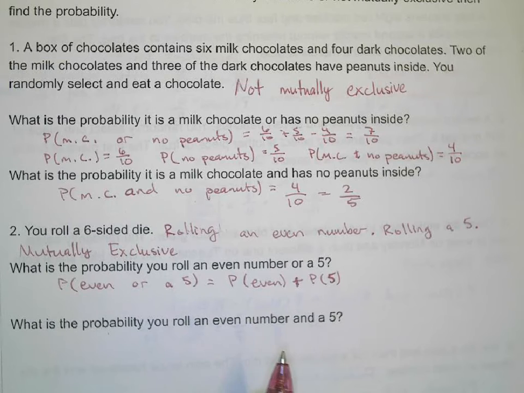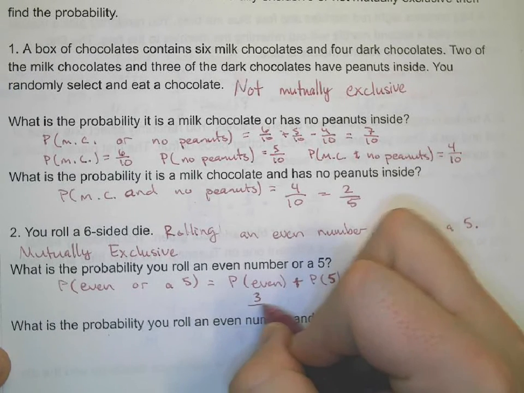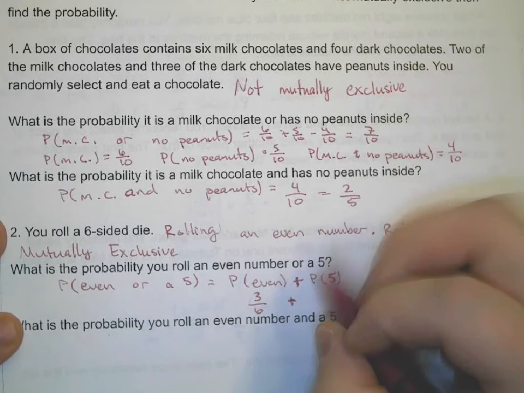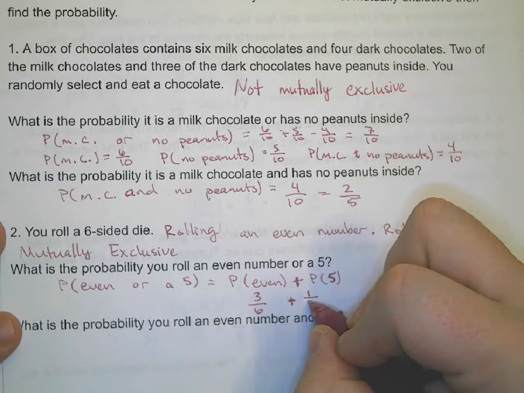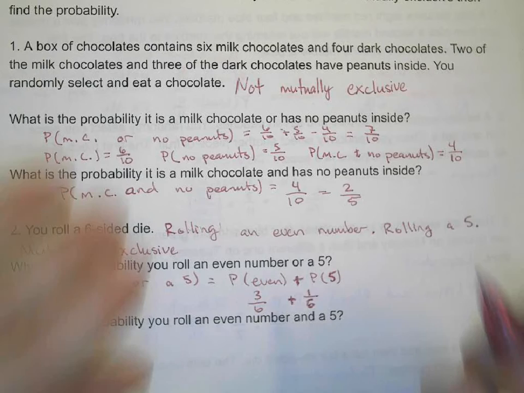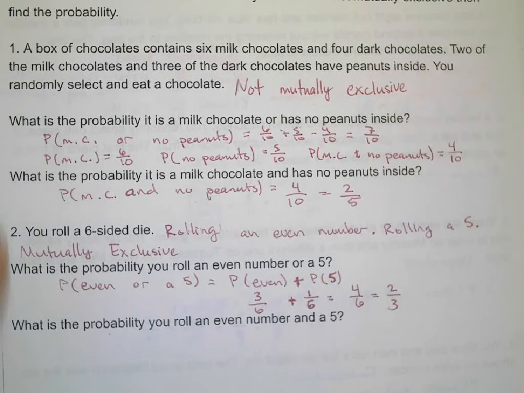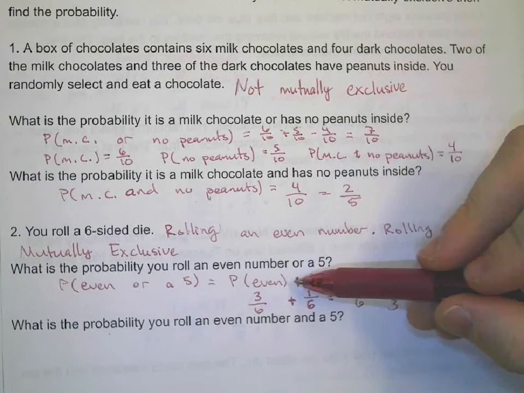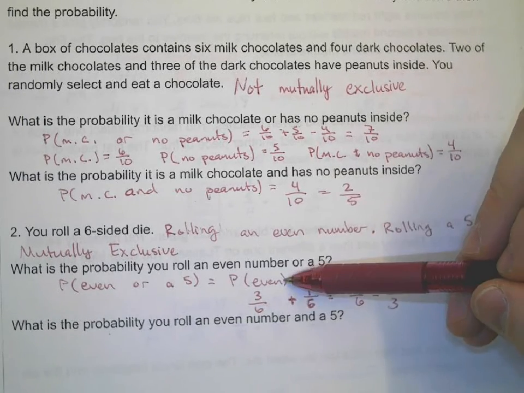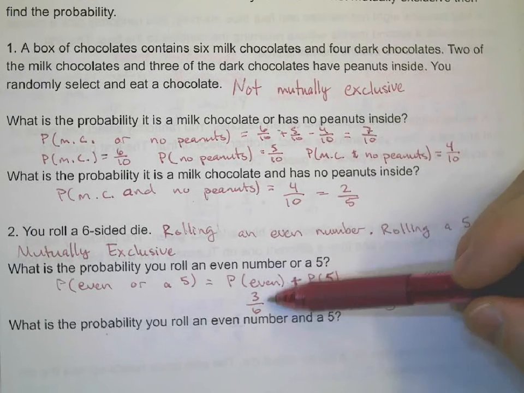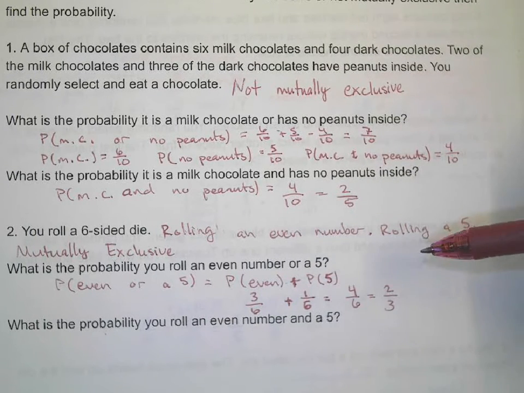And the probability of rolling an even would be 3 out of 6. So I can roll a 2, a 4, or 6, and that's an even number. Plus the probability of rolling a 5, there's a 1 out of 6 chance. So I would add these together, and I get 4 out of 6, or 2/3. So there's a 3 out of 6 chance to roll an even, there's a 1 out of 6 chance to roll a 5. So altogether, I have a 4 out of 6 chance of rolling the desired outcome.